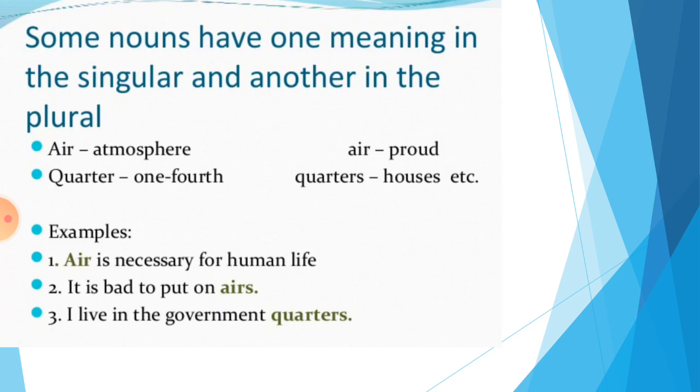Now here some nouns have one meaning in the singular and another in the plural. If it is a singular noun, it gives one meaning, and if it is a plural noun, then it gives another meaning. For example, here air means atmosphere. Here airs means proud behavior. Quarter means one-fourth. Here quarters means houses, etc.